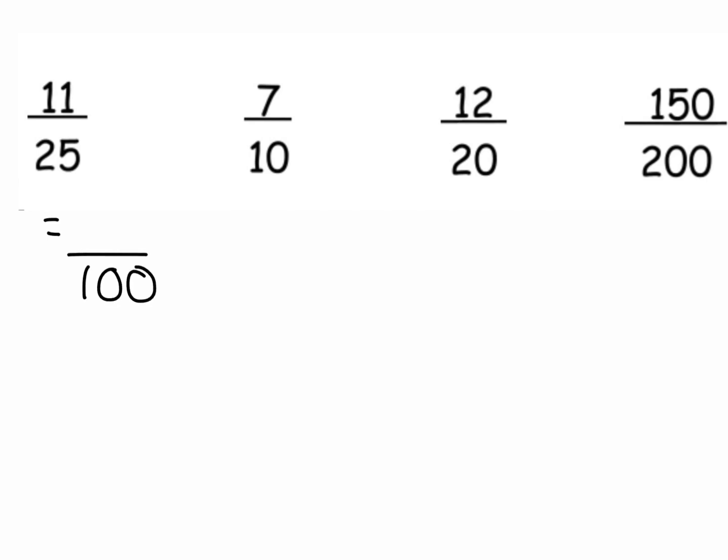Now to turn a 25 into 100, I need to multiply by 4. So I actually need to multiply top and bottom here by 4. So 11 times 4 is 44. And obviously 25 times 4 is 100. So that means that this one was equivalent to 44%.